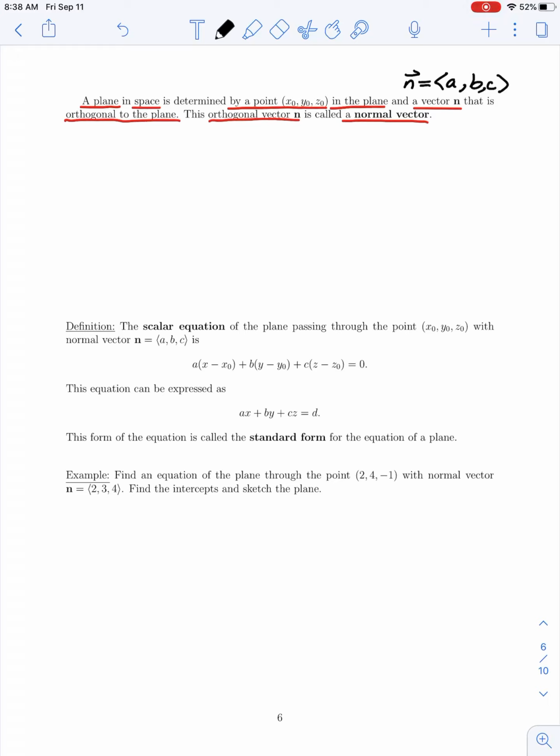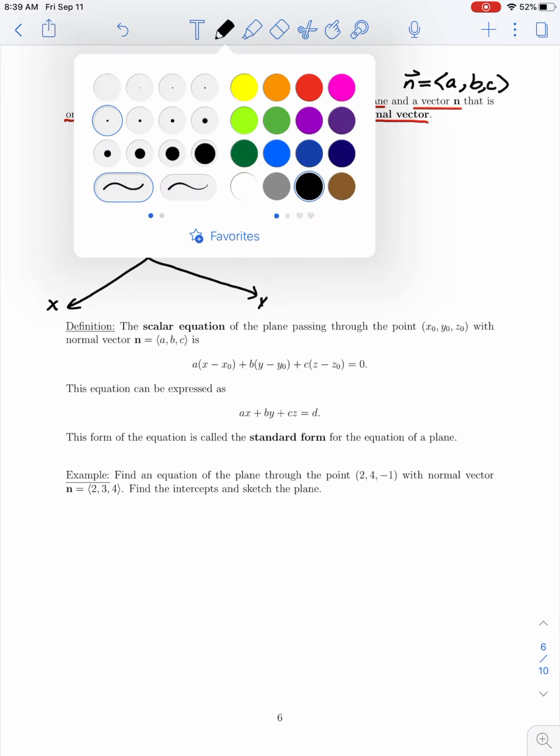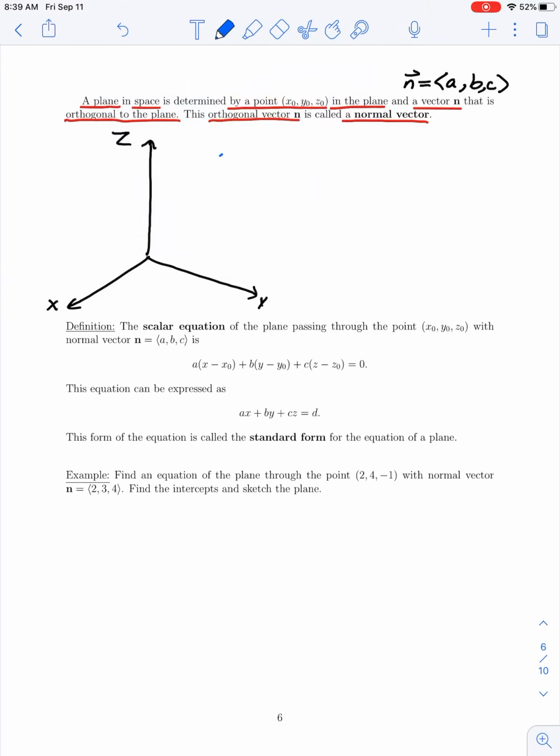So let's try to visualize this and think about how we could find an equation of a plane passing through a given point that has a normal vector. In three-dimensional space, we have our x-axis, our y-axis, and a z-axis. Let's say that we're looking at some plane in space. Here we might have something that looks like the following. Of course, this extends infinitely in all directions.